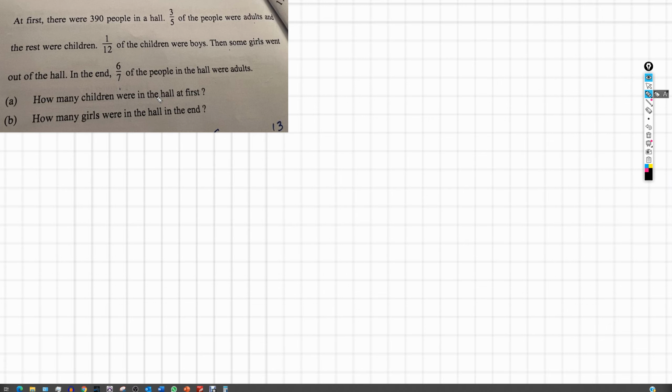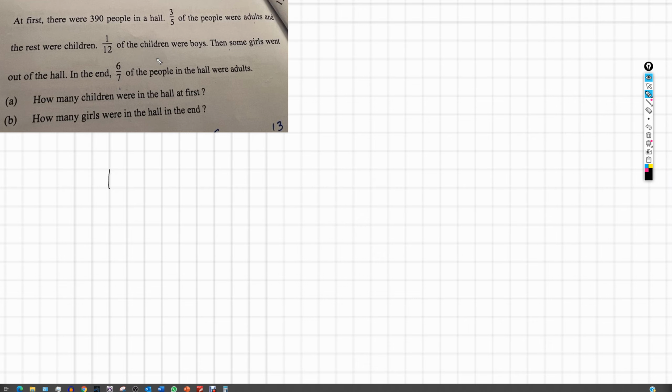A, how many children were in the hall at first? And B, how many girls were in the hall at the end? Okay, right, let's get cracking. I'm going to draw a probably quite long bar here, and you get to see just how bad my drawing is, even when I've got the squares to help me.